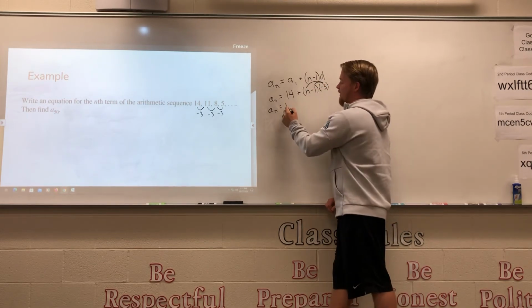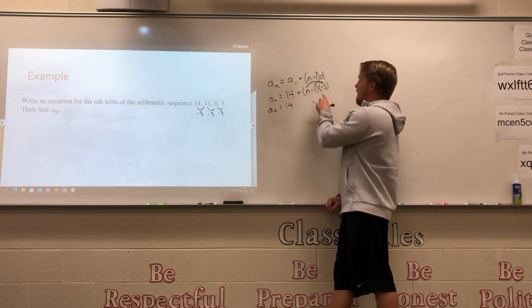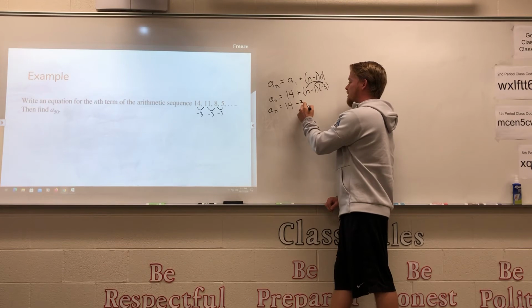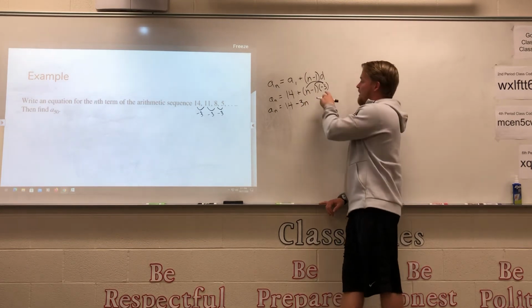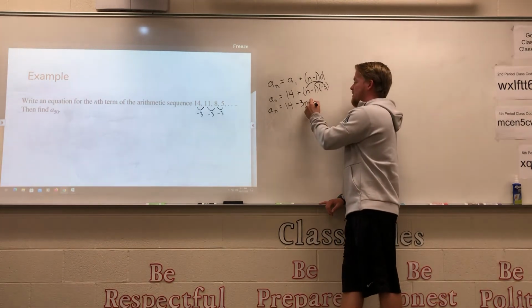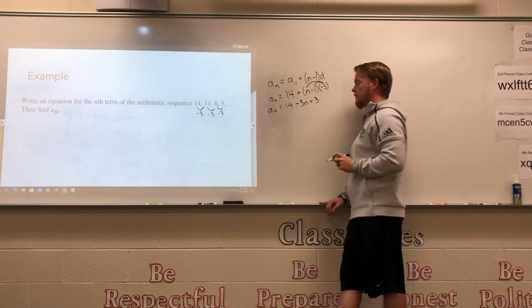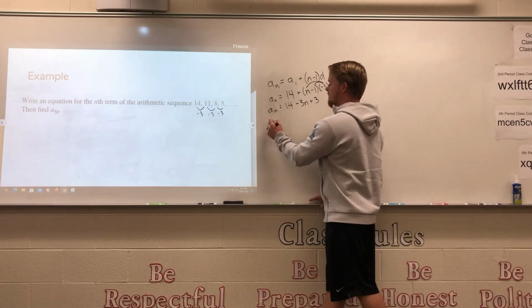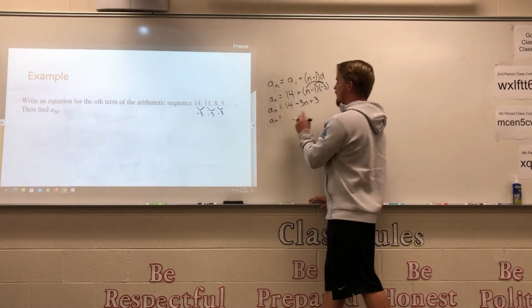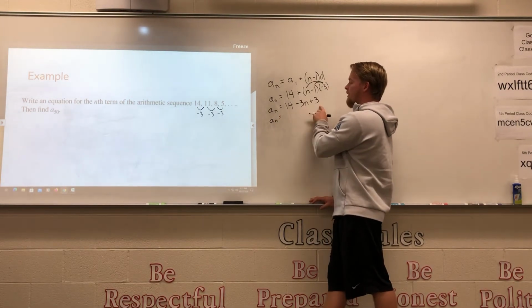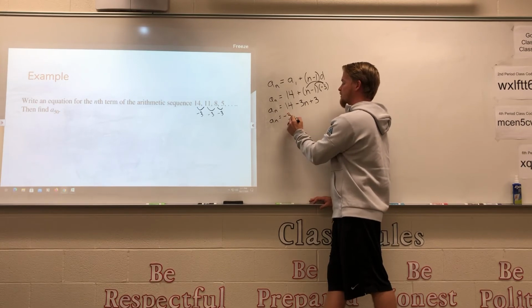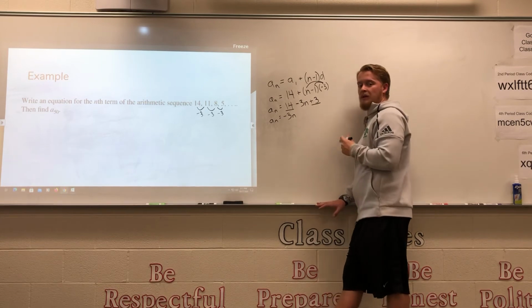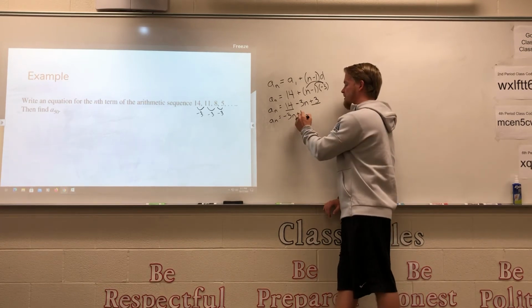So I'm going to bring down my 14. Negative 3 times n is negative 3n. And then negative 3 times negative 1 is positive 3, or plus 3. Lastly, I'm going to combine my like terms. Negative 3n, there's no other n's, so it can't combine with anything, so I'm just going to bring it down. But positive 14 and positive 3 can combine to be positive 17.